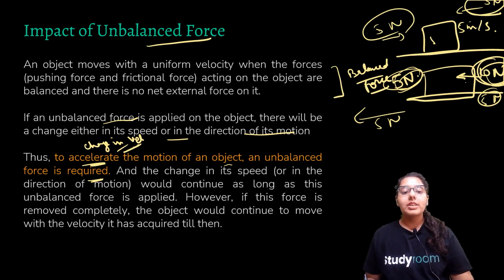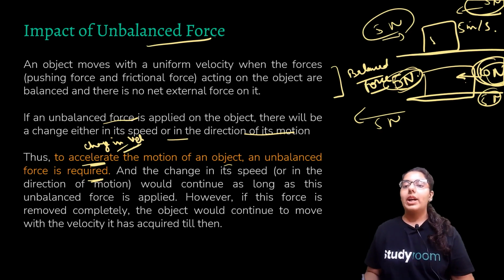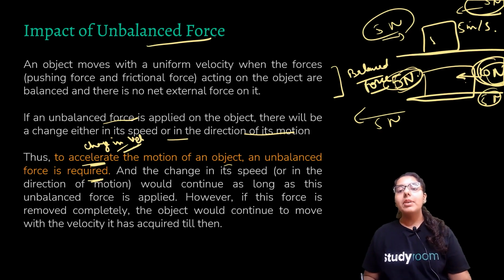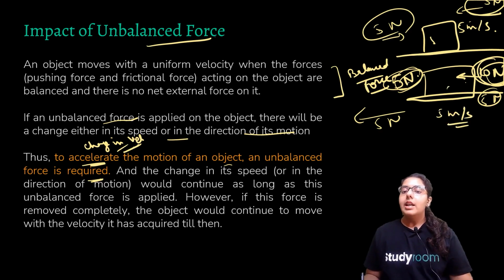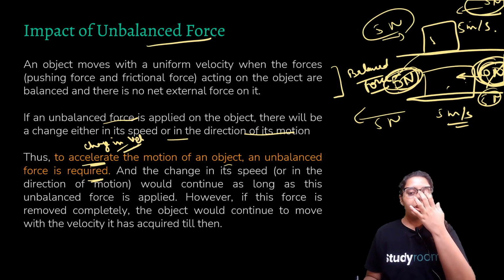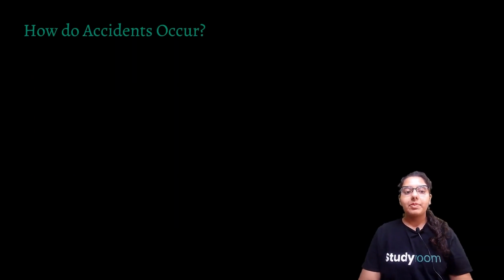However, if this force is removed completely, the object would continue to move with the velocity it has acquired till then, right? For example, when an external force gets removed, this block moving with 5 meters per second, and you remove both external forces, it will continue moving with 5 meters per second.